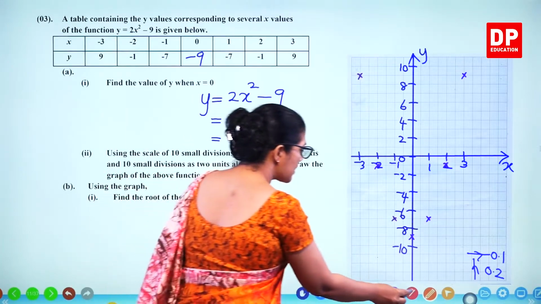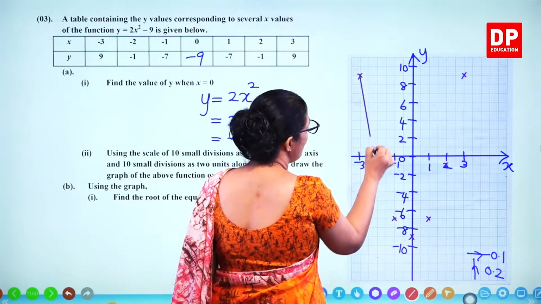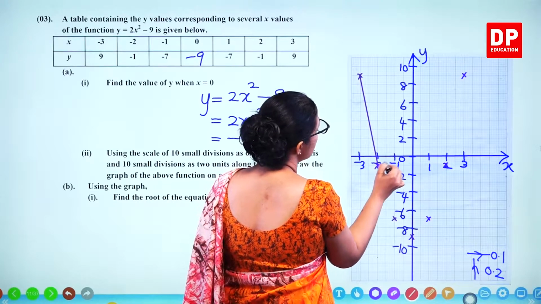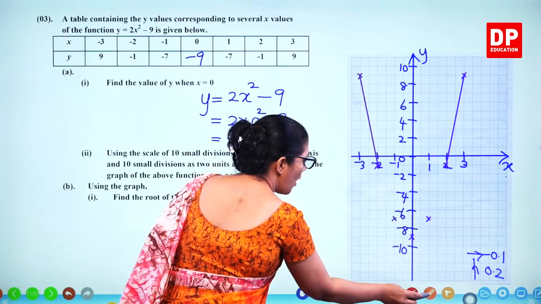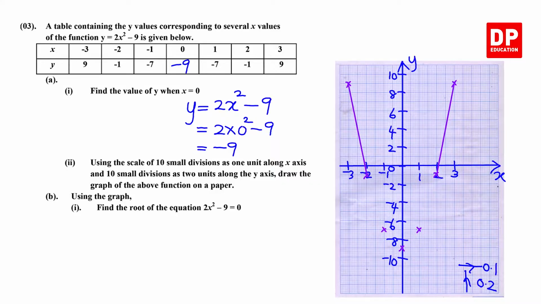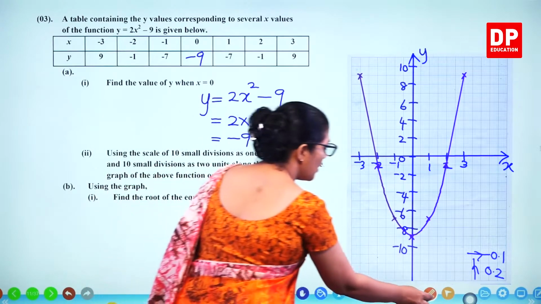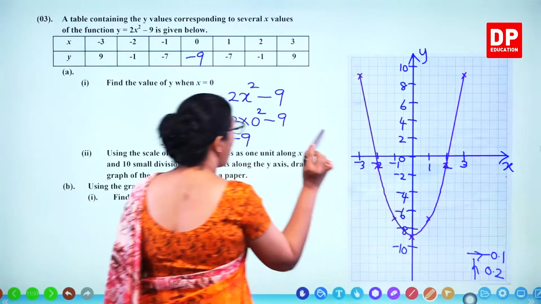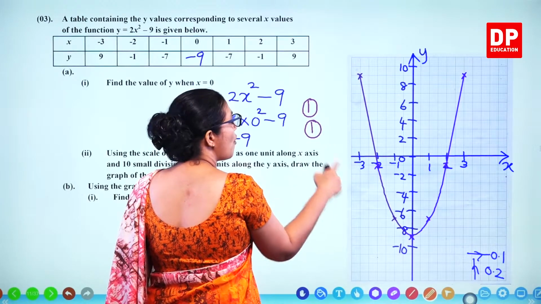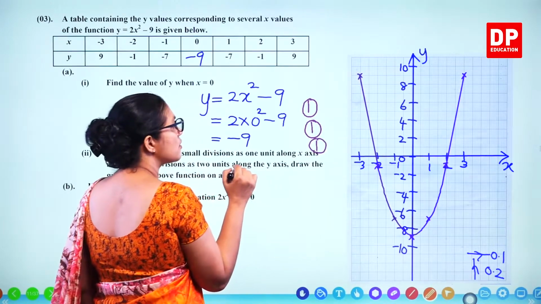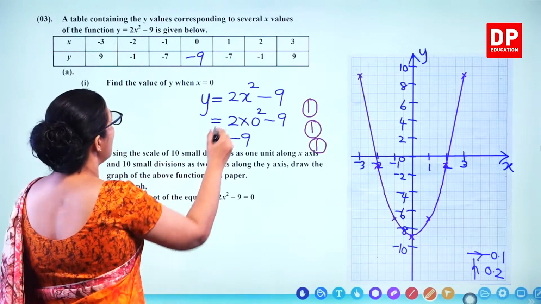Now smoothly connect. Only to connect the corner points, I am using the ruler only for that. Now I can smoothly connect the other part. We'll connect this part up to here and here up to this point. So this is the quadratic graph. So how many marks for that? You are getting always 3 marks: 1 mark for the scale, 1 mark for marking the points, and 1 mark for smoothly connecting the curve.